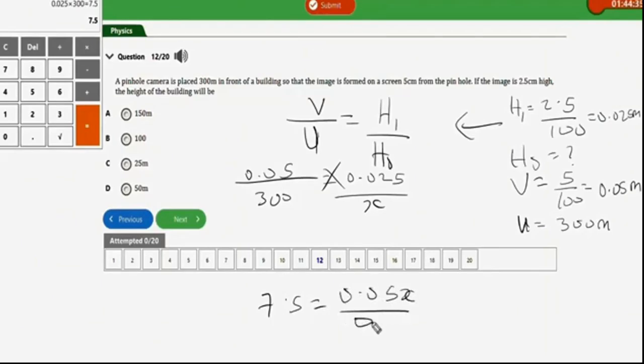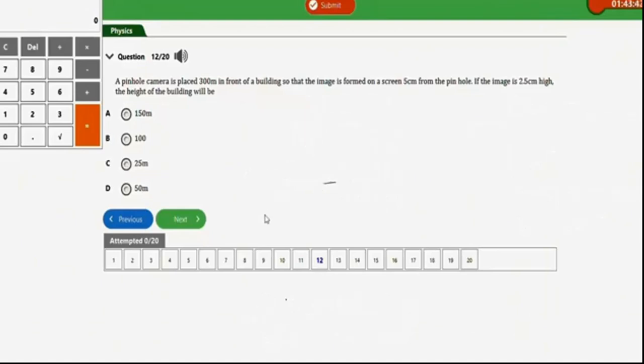Divide both sides by 0.05. If you cancel itself, so our final result will be, when you check, 7.5 divided by 0.05. So we have it to be 150 meter. The correct option is option A. That is for this question. Let's wipe this now and solve the next repeated question. So the next repeated question will be this question.